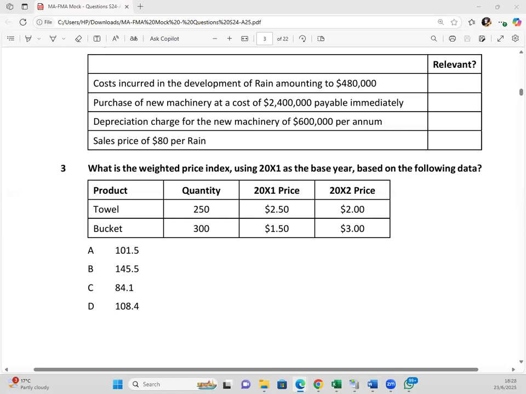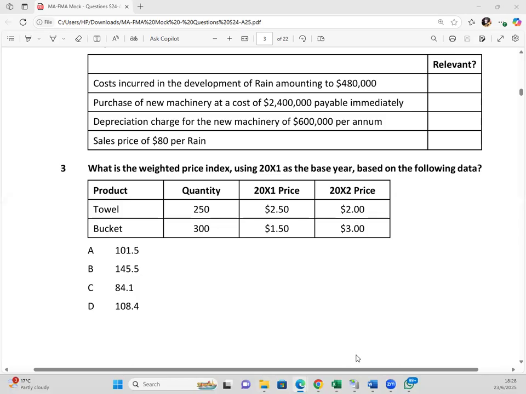So our current year, the weighted price index using 20x1 as the base year. So if 20x1 is the base year, it means the current year is 20x2. We are now in 20x2, we're looking at the changes in price from 20x1. Then what is the first step? The first step, you need the price index for each product. You need to work out the price index for each product. So let's go and work out the price index. Then we multiply the price index times the quantity, and you divide by the total quantity.